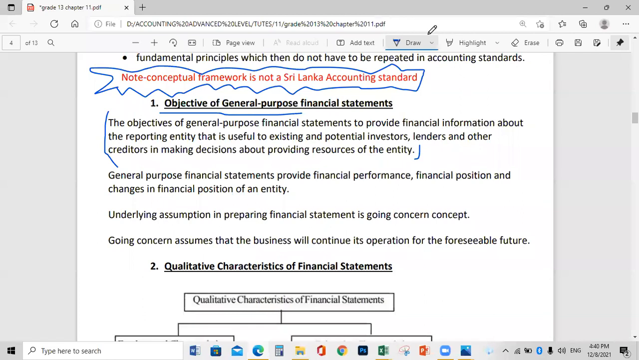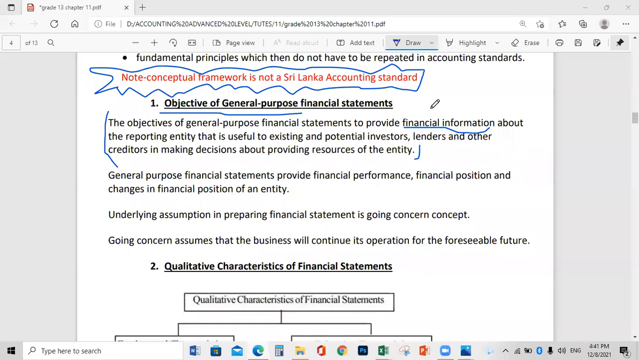Financial information. Usually, guys, accounting is divided into two: financial accounting and management accounting. You all have studied in grade 12, right? So now, usually, general purpose is financial accounting. That means you will give financial information. So we say the objective of general purpose financial statements is to provide what information?